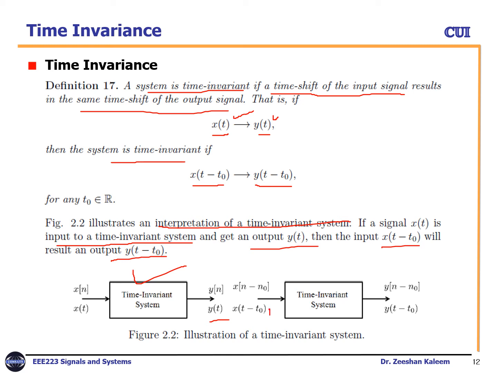Here you see that it is a time invariant system: you input x(t minus t naught), so the same result will not occur at y(t), it will occur at y(t minus t naught). So it is a time invariant system. Time invariant, in simple terms, means that it doesn't vary with time. So it is not dependent on time, right?